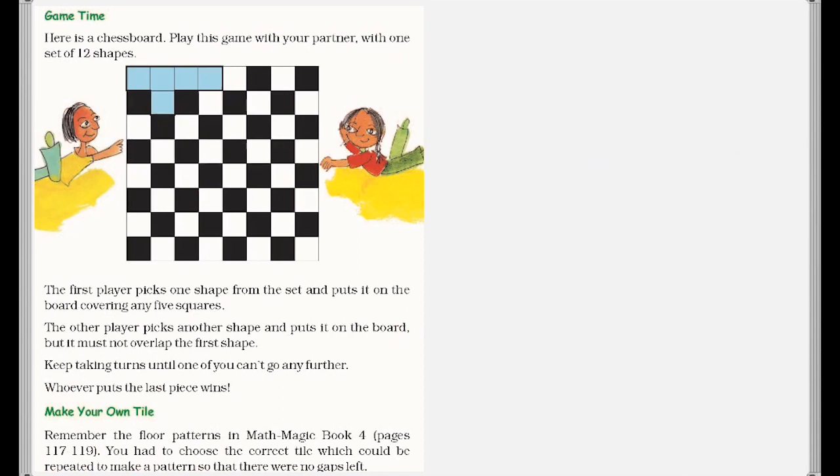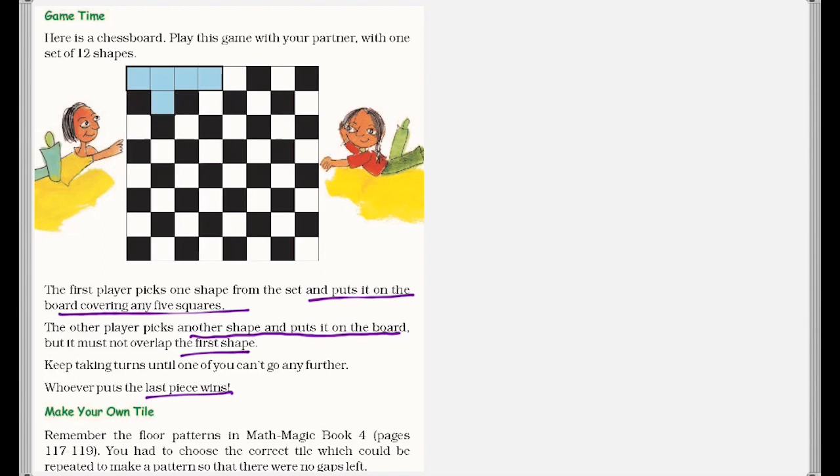The first player picks one shape from the set and puts it on the board, covering any 5 squares. The other player picks another shape and puts it on the board, but it must not overlap the first shape. Keep going one by one, and whoever puts the last piece wins. When someone is not able to put any more pieces onto the board, he or she will lose the game.